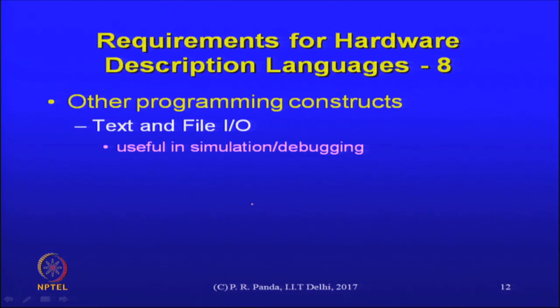I could list a number of these, but one orthogonal requirement is what about some programming constructs like file IO or string processing and so on. Is that useful? It is. Why is it useful?